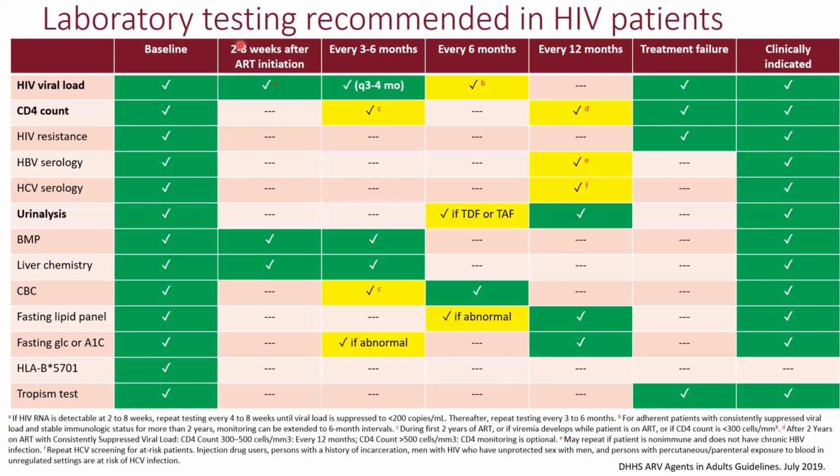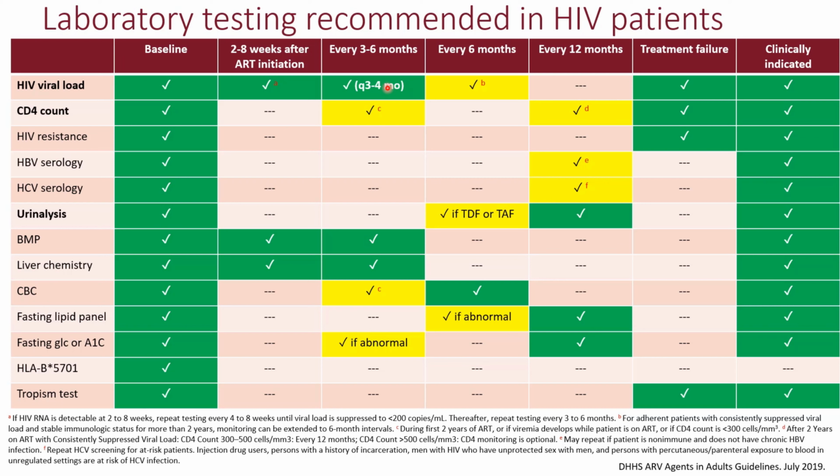And then 2 to 8 weeks after ART is initiated, it's important to get the HIV viral load. Now, if the patient's viral load is undetectable at 2 to 8 weeks, then you can monitor it every 3 to 4 months. However, if the viral load is not undetectable at 2 to 8 weeks, it's important to continue to monitor the viral load more frequently, so every 4 to 8 weeks until it's undetectable or at least is less than 200 copies per ml, and then you can switch to every 3 to 6 months.